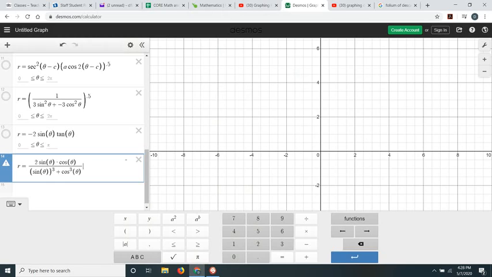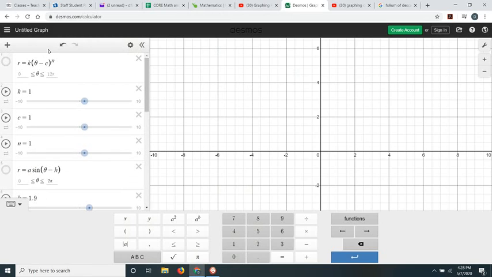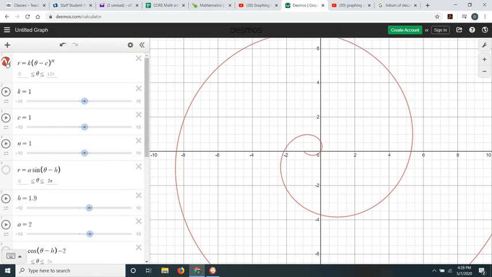So the only one I couldn't get was the very last one. But these ones, I just typed in what they suggested in your book, and I saw that the first one gave me what we call a spiral. And I was able to actually get Desmos to give me these slider bars.